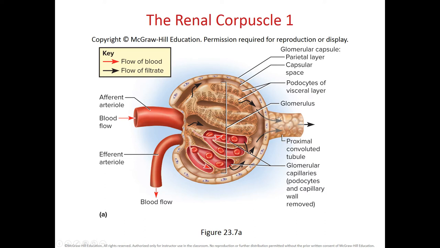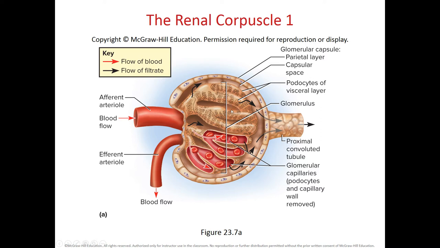So here are the two capsules. This is the parietal layer of the glomerular capsule, made of simple squamous epithelium. Why is it called simple squamous? Because we have only one layer of cells, and the cells are flat or scale-like. And then we have these podocytes, cells that wrap around these capillaries, the glomerulus, that form the visceral layer. The podocytes are called podocytes because they look like little feet. Podos means feet, cytes means cell.